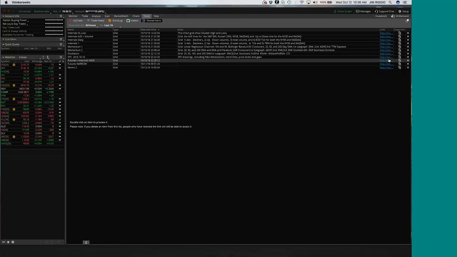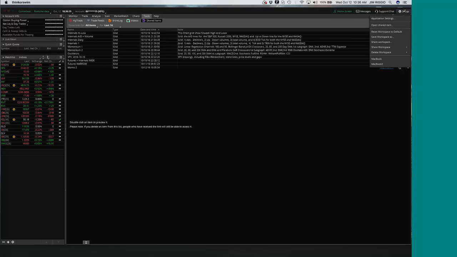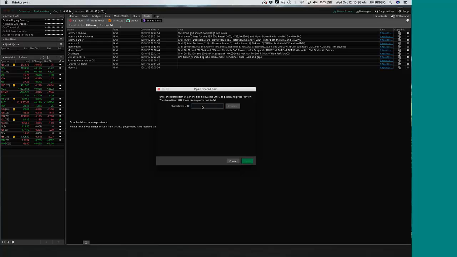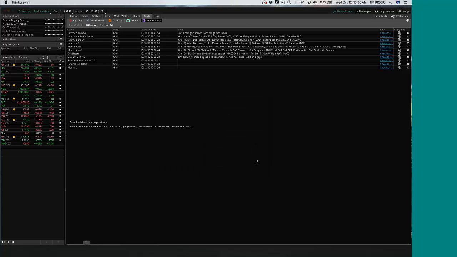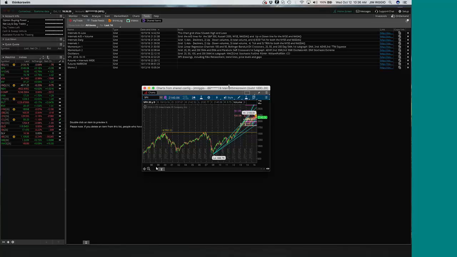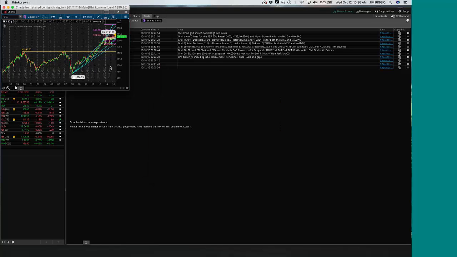Well, here, but by the way, I'm just going to do this. Let me do it again the way you have to do it. Copy, come to Setup, Open Shared Items, paste the URL, hit Enter, and hit Open. Okay, and here is the entire graph.